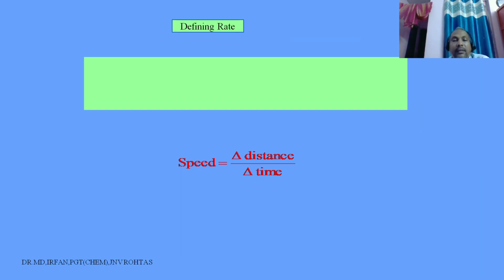Now, let us define the word rate. Actually, the word rate indicates something is changing with time. When you go to the market to purchase a t-shirt or jeans or a bat and ball, when you return home, your friends and parents will ask what is the rate of the t-shirt you purchased today. Why are they asking the rate? That means its cost may have increased or decreased with respect to time. So the rate indicates something is changing with time.